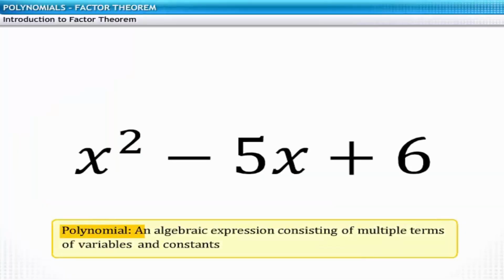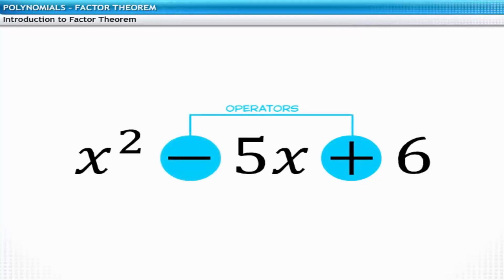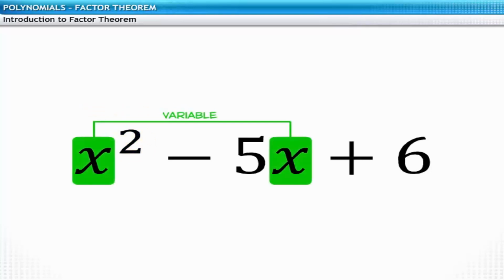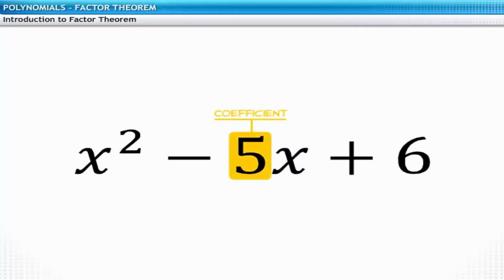A polynomial is an algebraic expression consisting of multiple terms of variables and constants. These terms are combined by using mathematical operators: addition, subtraction, and multiplication. The exponents of variables must be whole numbers. A term can be a variable, a constant, or a product of the two. A real number that precedes the variable is called the coefficient.